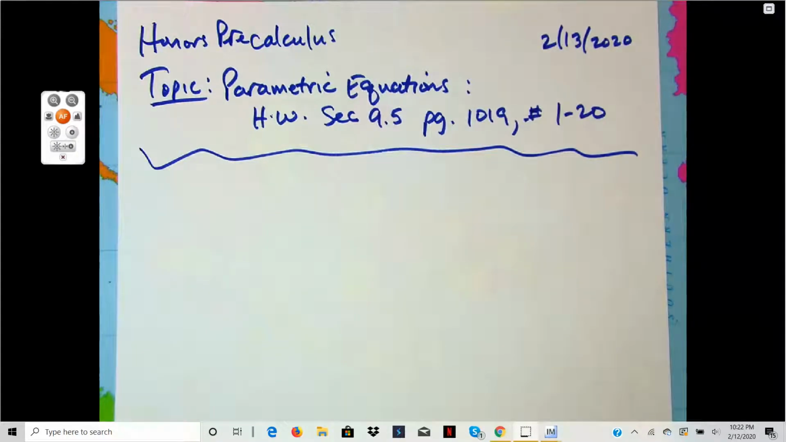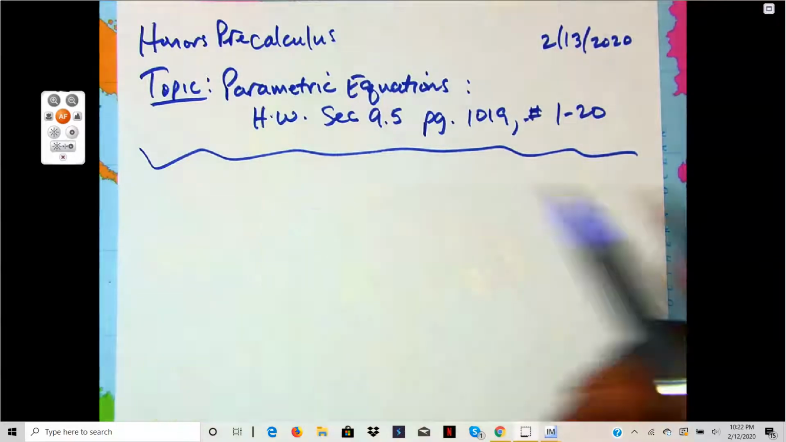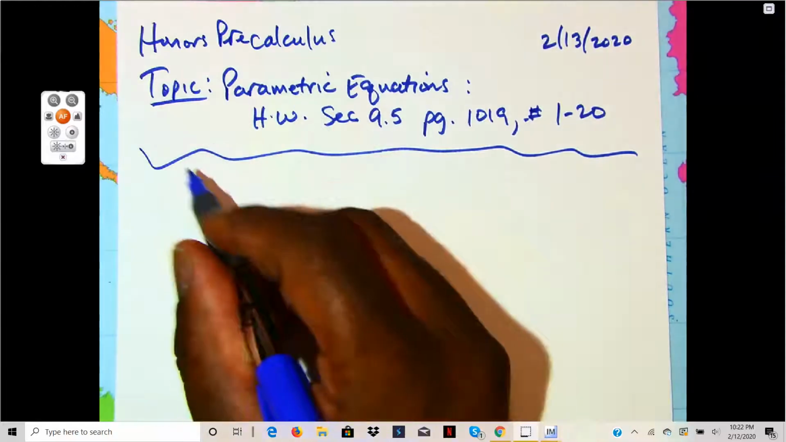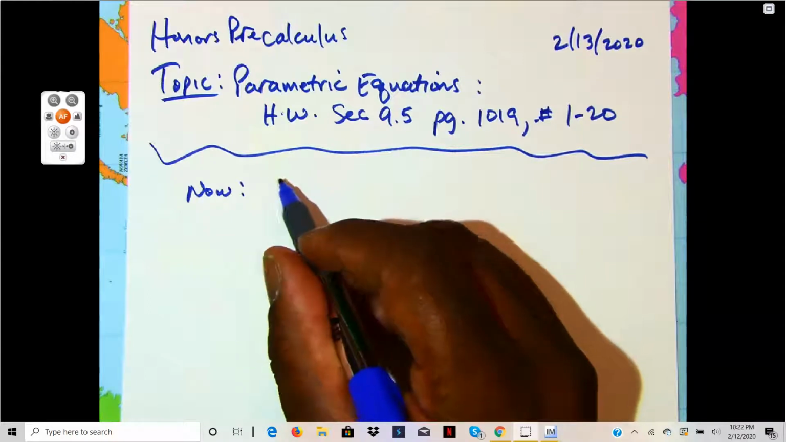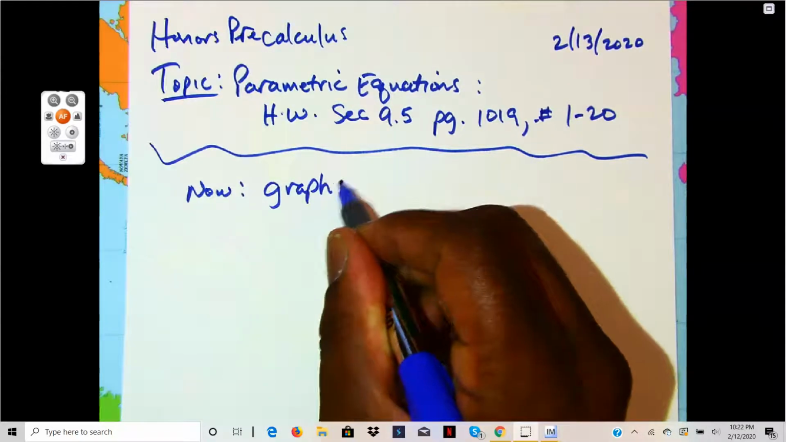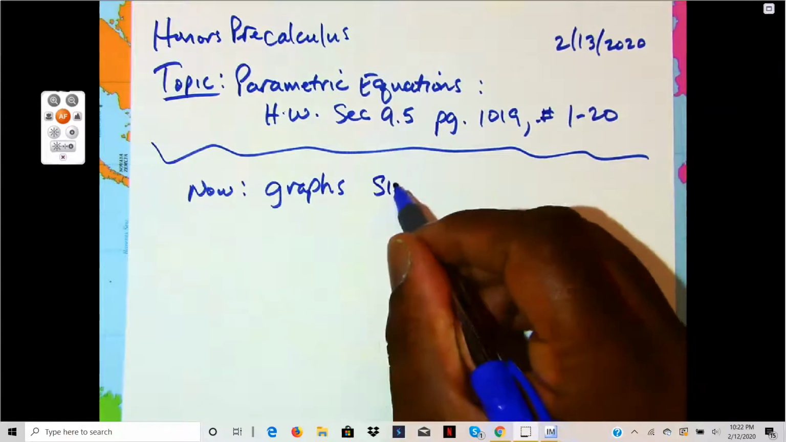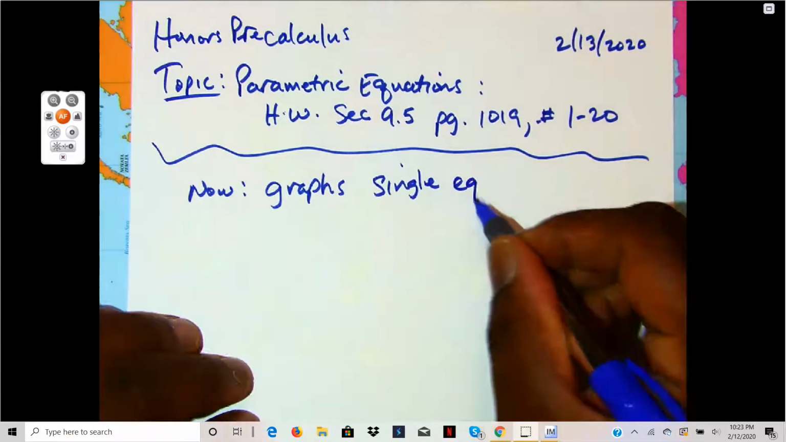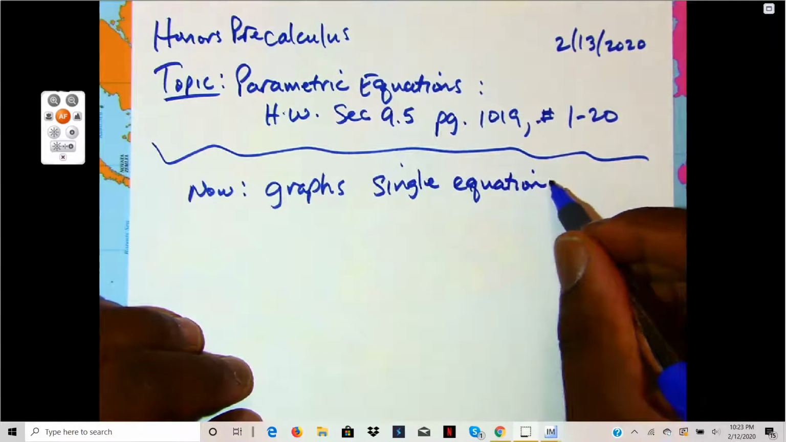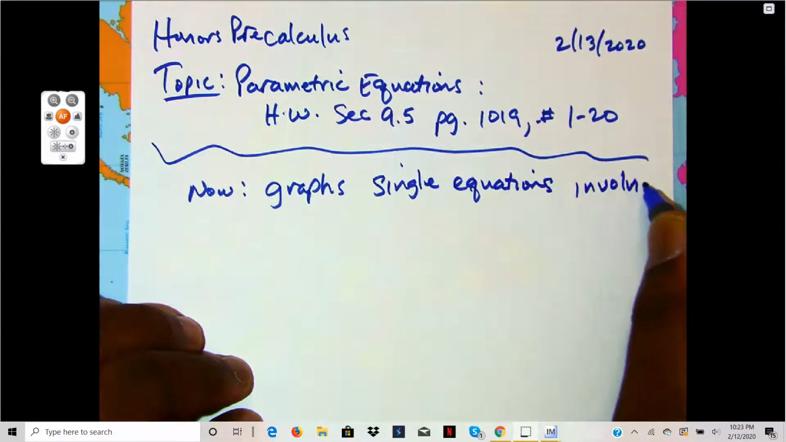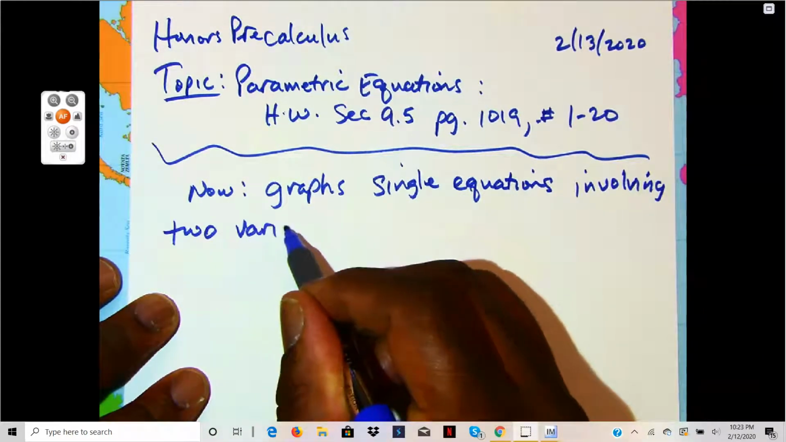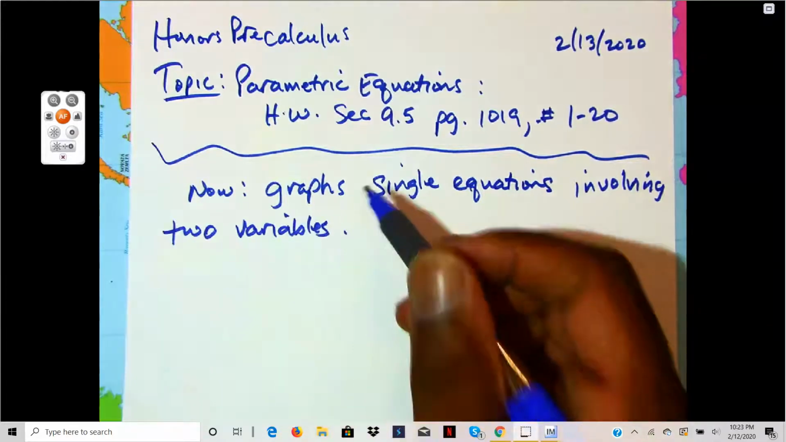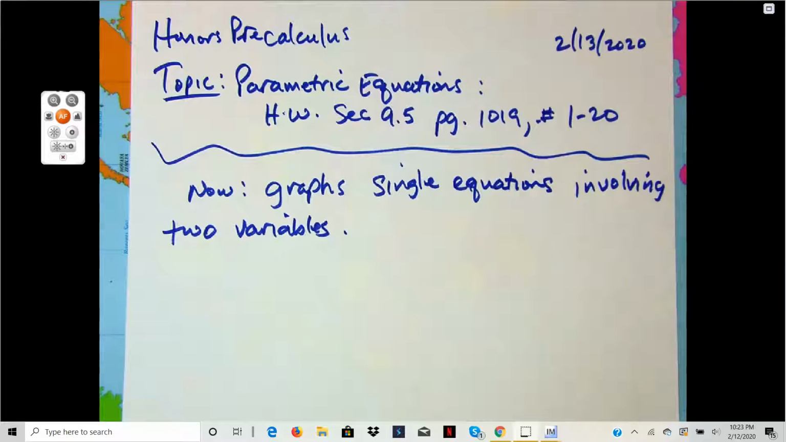Up to now, we've been representing a graph by a single equation involving two variables. So our graphs have a single equation involving two variables. And for the most part, mainly for us, it's y is some function of x.